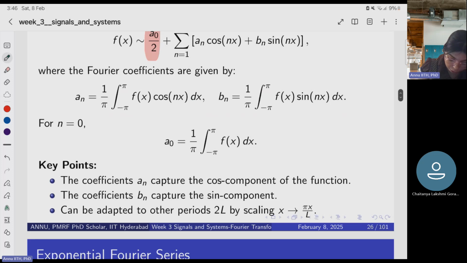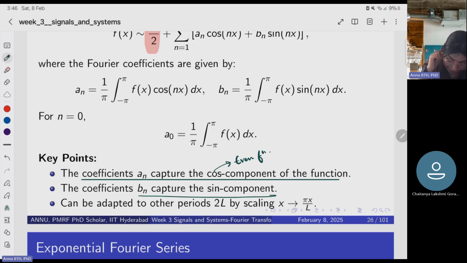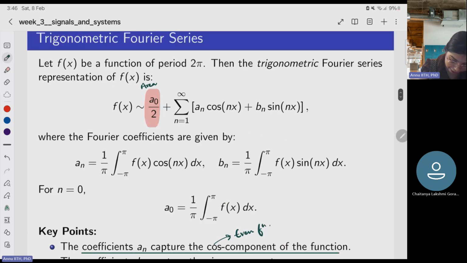If you see, the coefficient an captures the cos component of the function. The cos is actually the even function, so it captures the even components, whereas the coefficient bn captures the sine component. It can be adapted to other periods, minus L to L, by scaling x to pi x by L. You can ignore that, but please remember this formula. That's very, very important.